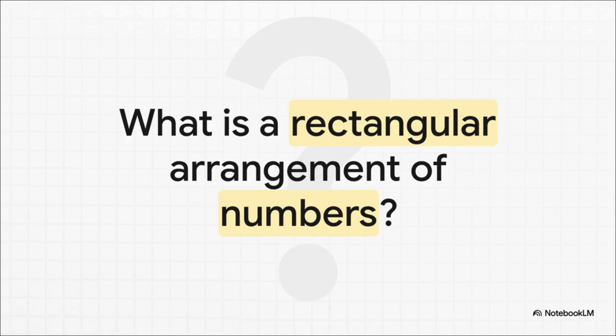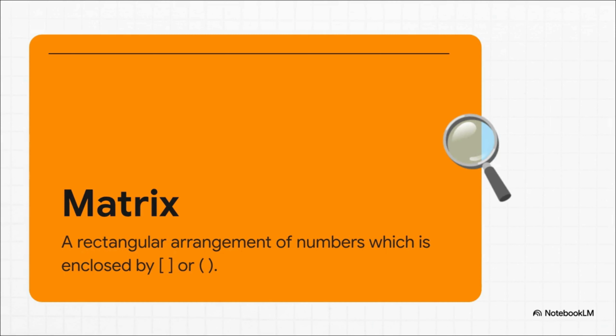I want to start with a super simple question. Just for a second, forget all the complicated math stuff. Just think about this. What would you call a simple rectangular grid of numbers all arranged neatly? Yep, you got it. It's called a matrix. And that's really it. At its heart, a matrix is just a grid of numbers all lined up in rows and columns, usually with some brackets around it. That simple idea, right there, is the foundation for everything else we're about to cover.